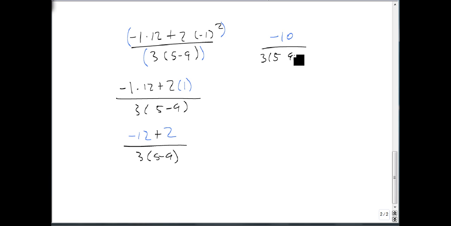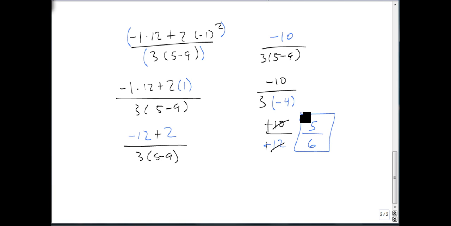Now that our top is done, we can worry about our bottom, our denominator. Do what's inside parentheses first. 5 minus 9 is minus 4. 3 times minus 4 is minus 12. And then we can reduce our fraction. Notice that 2 goes into both of them. And a negative divided by a negative is a positive, so our final answer is the fraction 5 over 6. And that's using order of operations.